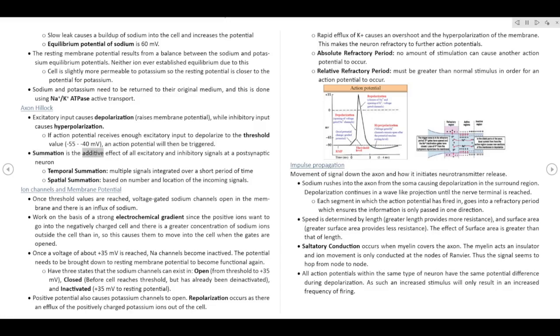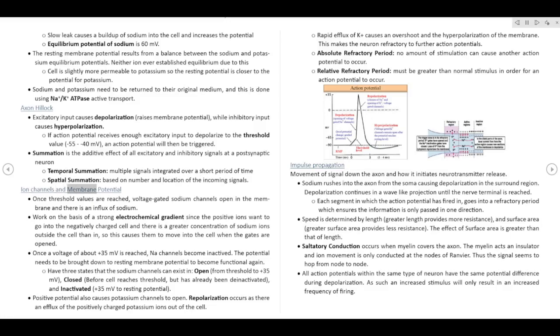Summation is the additive effect of all excitatory and inhibitory signals at a postsynaptic neuron. Temporal summation, multiple signals integrated over a short period of time. Spatial summation, based on number and location of the incoming signals.